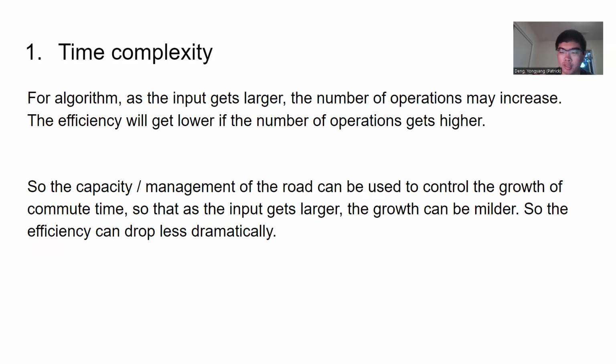So if you do that, even though your input will be larger, of course your order of growth must grow. But the growth can be mild, so it will not grow very dramatically. If you want better management of your algorithm, even though your input gets larger, the growth can be milder, so the efficiency can drop less dramatically. You can just reduce a bit, but not too much.